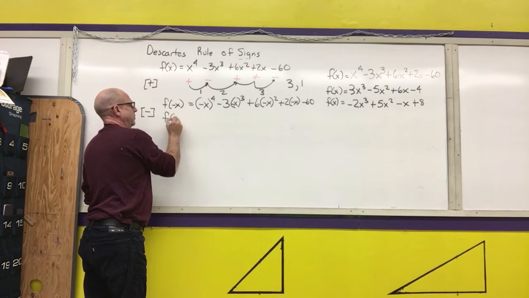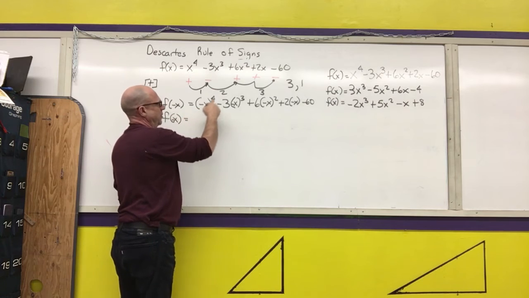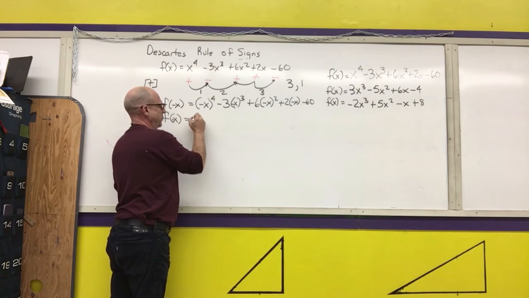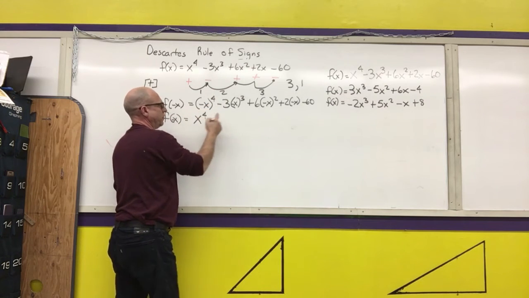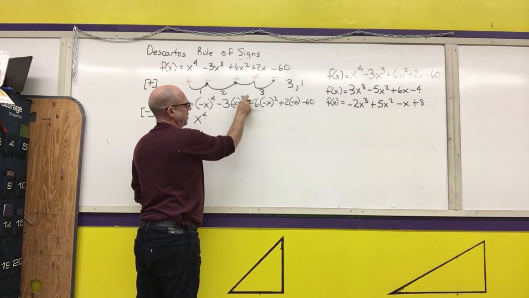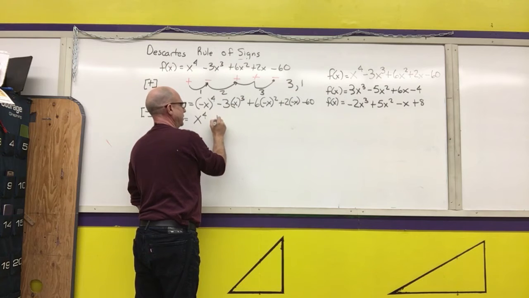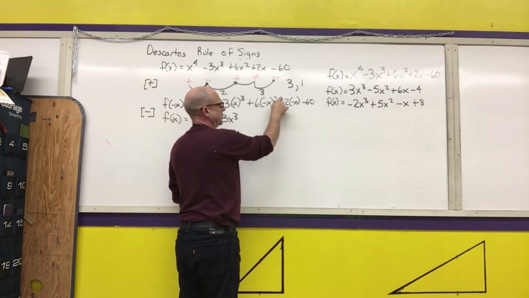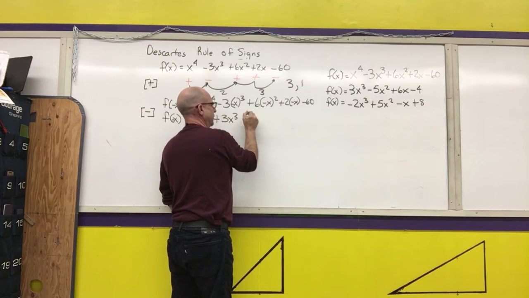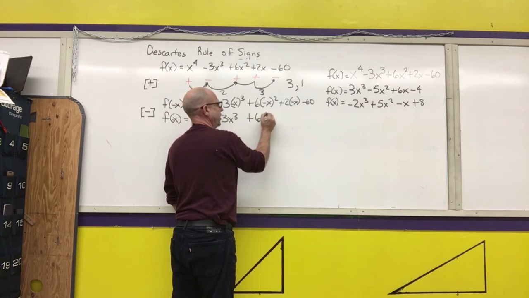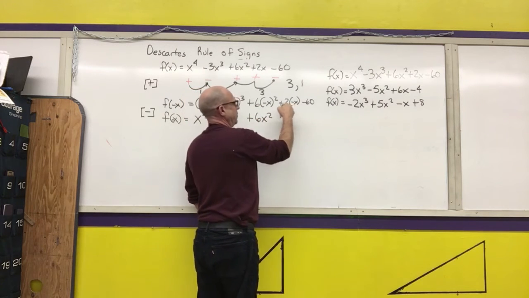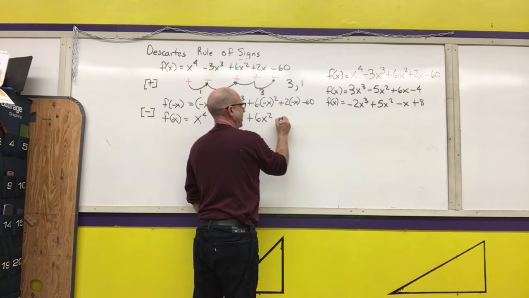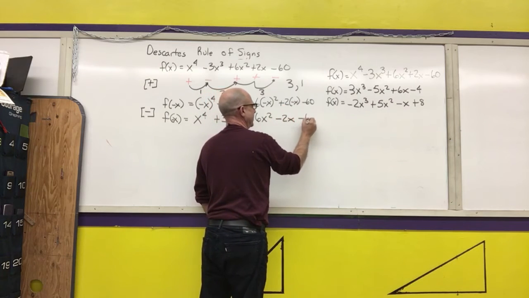Let's simplify this. A negative number to an even power is a positive number, so this ends up with x to the fourth. A negative number to an odd power is a negative number, and then a negative times a negative is a positive, so that gives me 3x cubed. A negative to an even is a positive, and positive times positive is positive 6x squared. Negative x times 2 is negative 2x, minus 60.